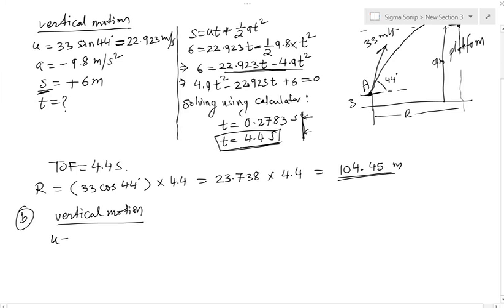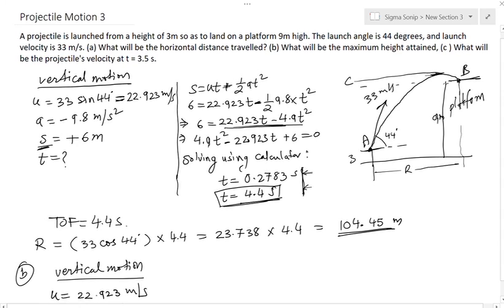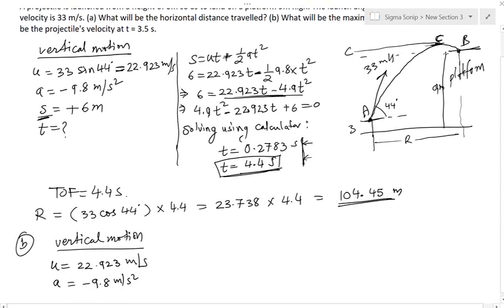So u is equal to the vertical motion, 22.923 meters per second, a is equal to minus 9.8 meters per second squared, and this vertical motion we are only considering from point A to point C in the diagram here, which is the highest point. For part B, I'm just considering the motion from A to C. This is my point C here.